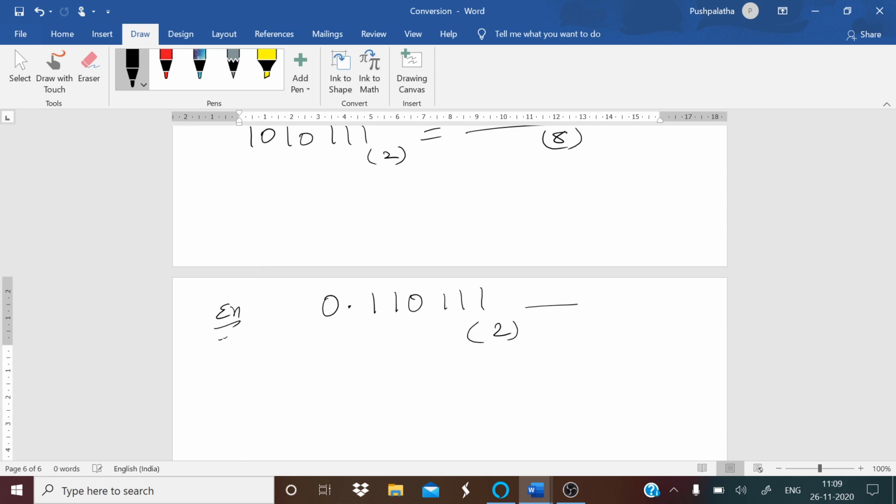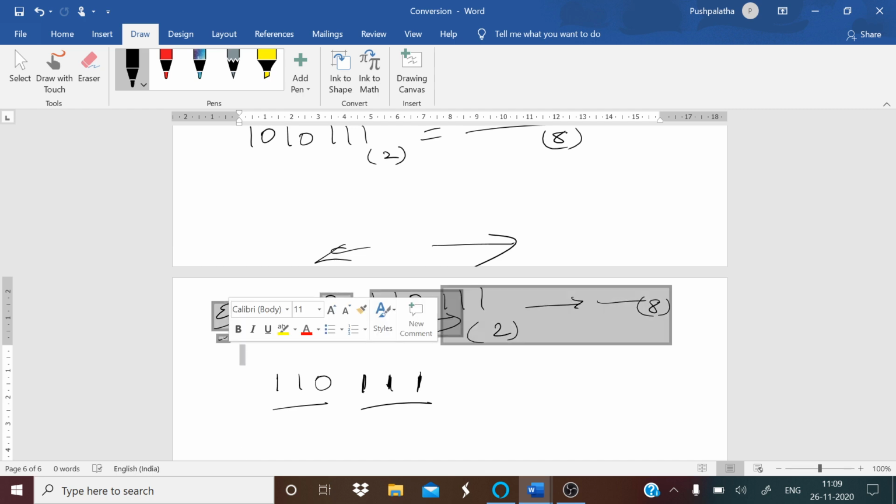And if you have a fractional part, for example, 0.110111 to the base 2, that is to be converted into base 8. What are you going to do now? In the whole number part, we took groups from the left side. But now we have to take it from the right side, that is 1, 1, 0 is one group, 1, 1, 1 is the other group. If you have a shortage, for example if you had only 2 digits, 1, 1, then you can add 0 in this part. But now they have given it as 3 bits only, so we are doing it as it is.